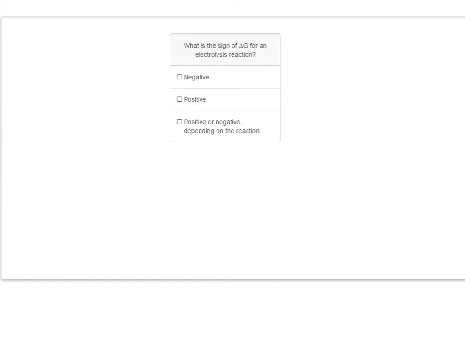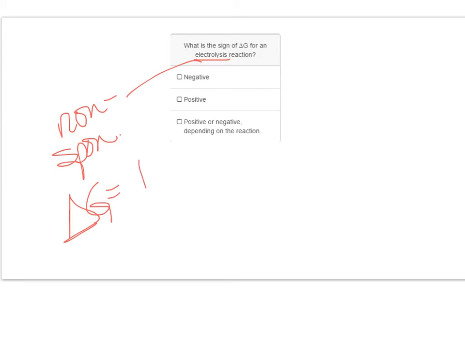That's simply realizing that an electrolysis reaction is, by definition, a non-spontaneous electrochemical reaction. And of course, non-spontaneous means delta G, or free energy, has a positive sign. Okay.